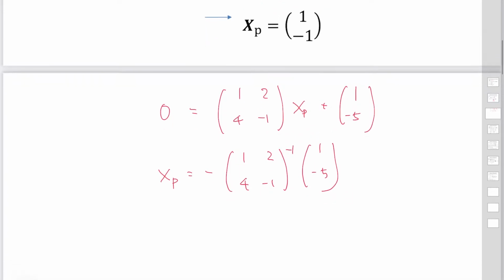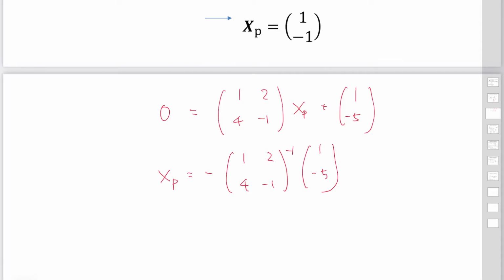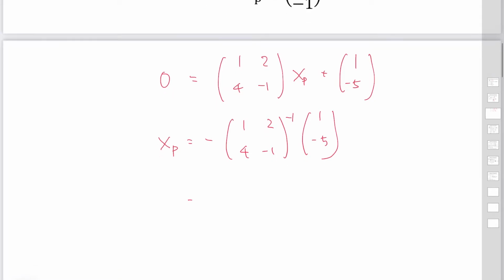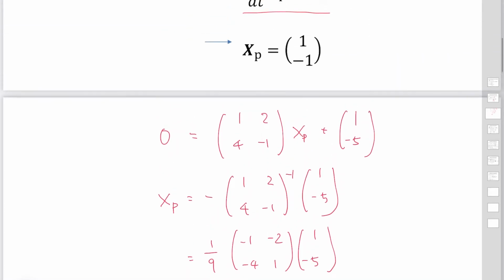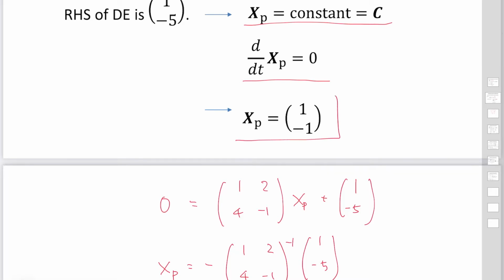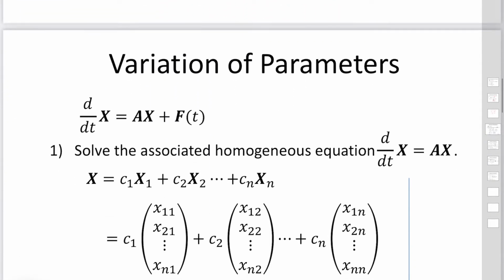Then from this equation, you can calculate the inverse. It becomes 1 over 9 times the matrix (-1, -2; -4, 1) times (1, -5). It becomes (1, -1). This is the particular solution. So we could find the particular solution using the undetermined coefficient method.